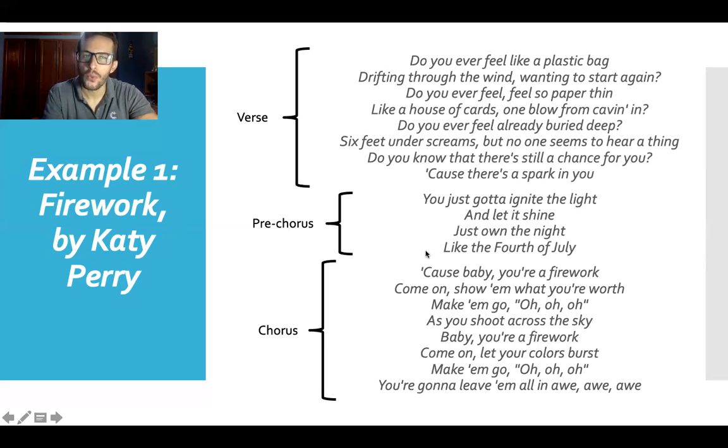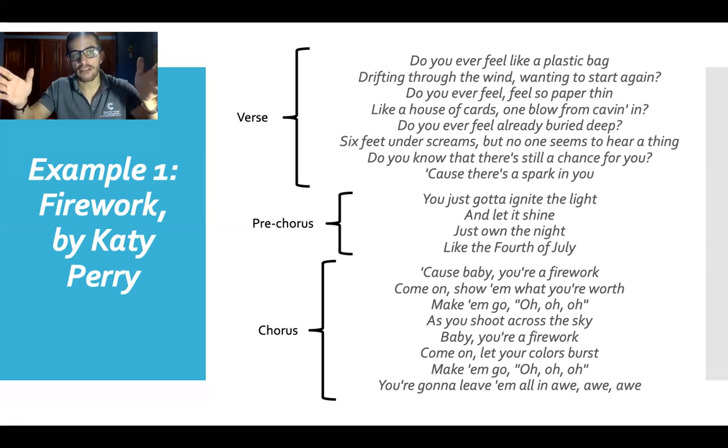Normally, and that's a good way to measure it, normally the pre-chorus will be half the length of the verse. Normally. It doesn't have to be like that, but normally, okay? So if you have 8 lines in the verse, then 4 lines in the pre-chorus. If you have 4 lines in the verse, then 2 lines in the pre-chorus, okay? Maybe you will get like 3, okay?